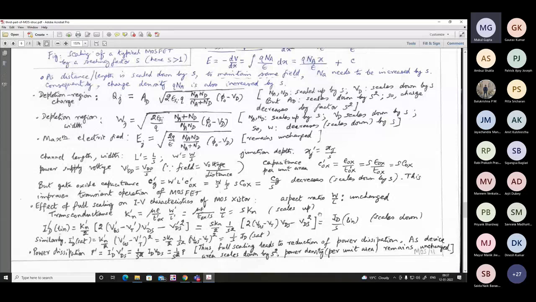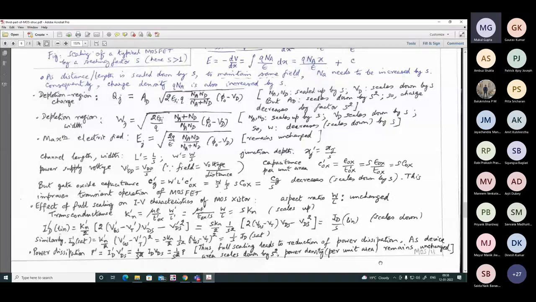So now you see the power dissipation. Power dissipation will be downscaled by S square, whereas the power density will remain unchanged, because it is power by area. Area means it will be downscaled by S square. So the power density will remain unchanged, but the overall power will be improved. That is the very positive aspect of constant field scaling or full scaling. That means not only are the transient characteristics improved, the overall power is also improved. That is very desirable: higher speed and reduced power consumption.